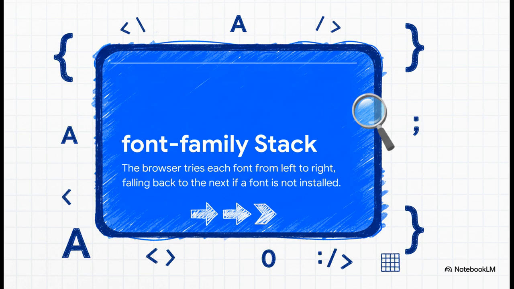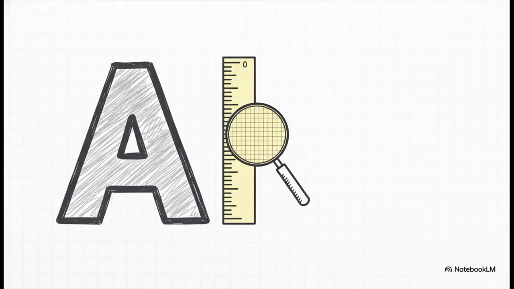It reads this list from left to right. It's going to try to use Roboto first. If the user doesn't have Roboto, no problem. It just moves on to Helvetica. And if that's not available either, it falls back to a generic sans-serif font that every single browser has. And that right there, that's your safety net. Super important.